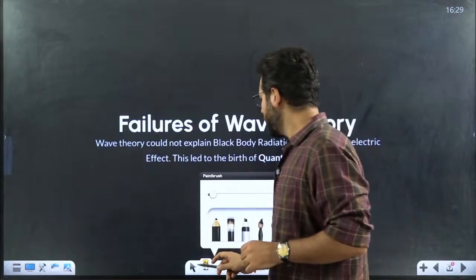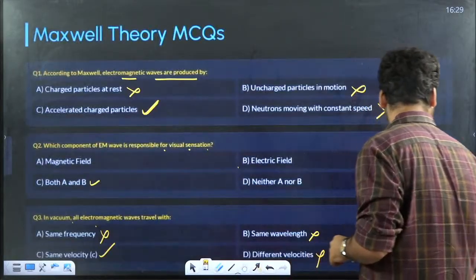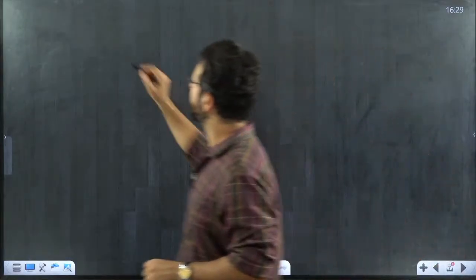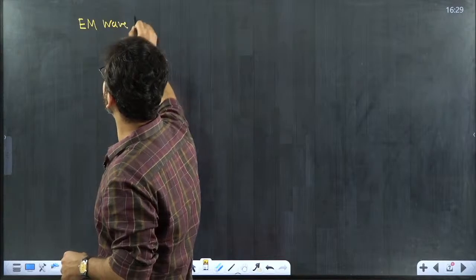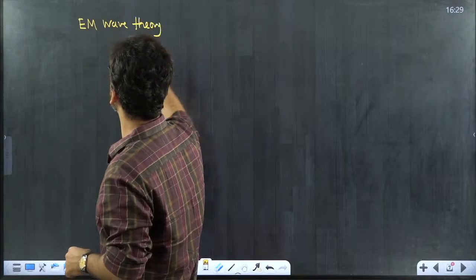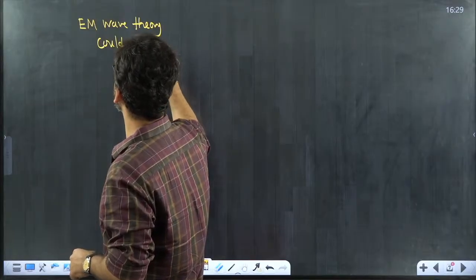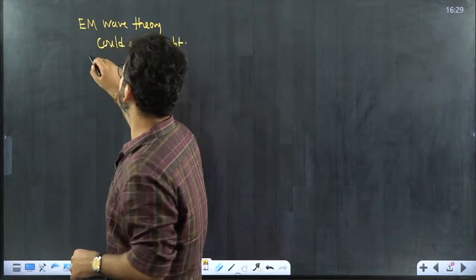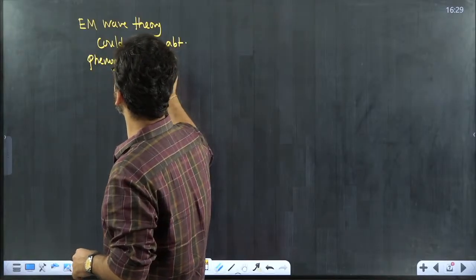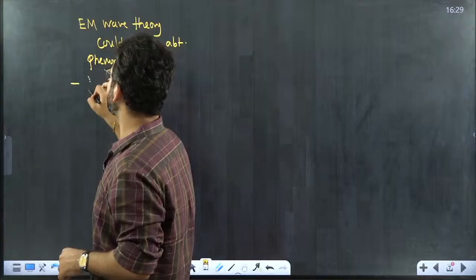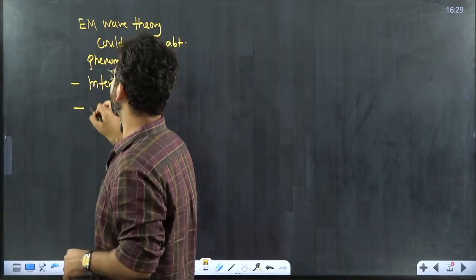Now, why did we fail the electromagnetic wave theory? First, we'll write down that electromagnetic wave theory could explain phenomena like interference and diffraction.